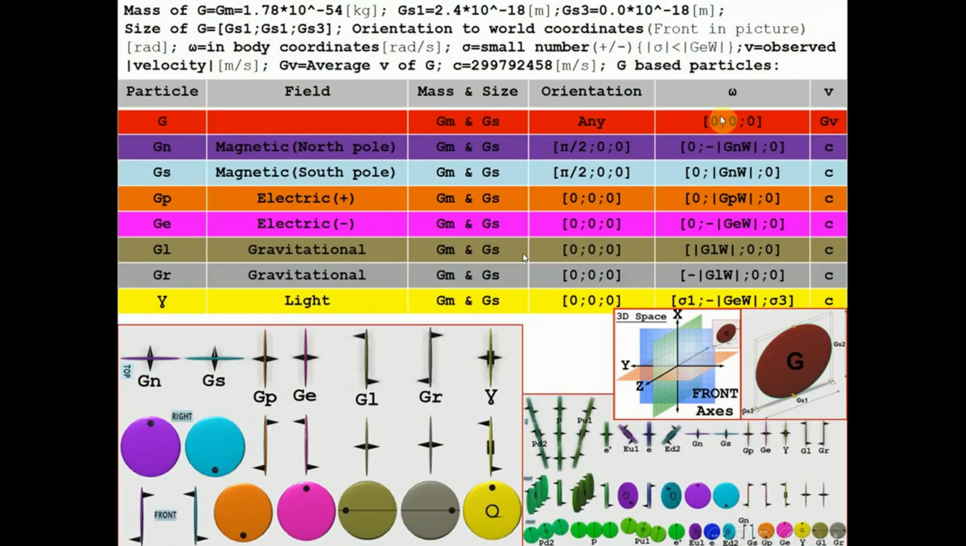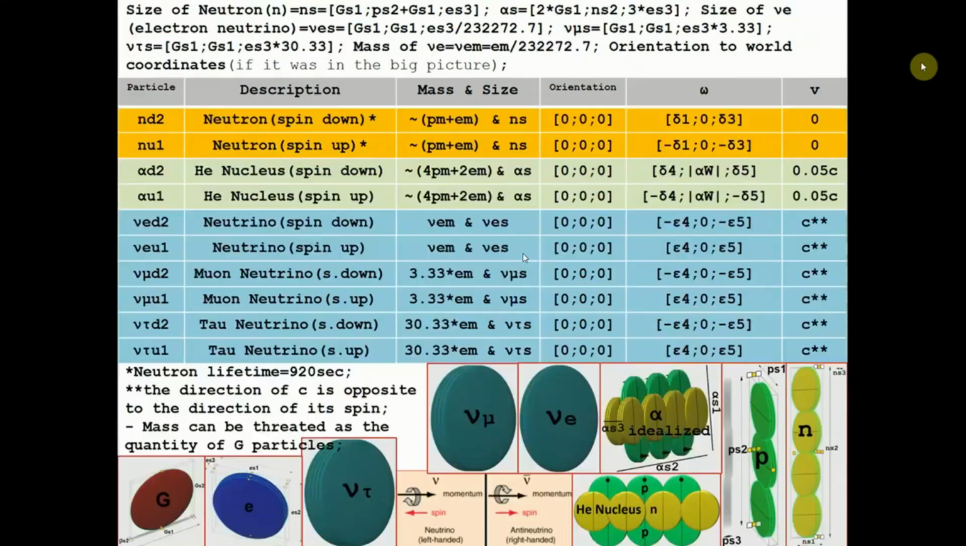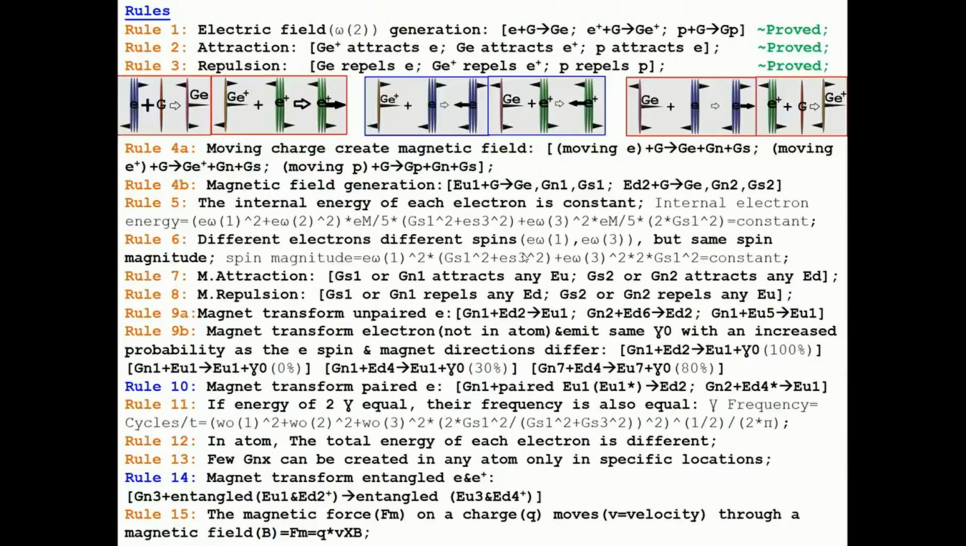This is a summary of the particle structure. This is a summary of G-based particle properties. This is a summary of E-based particle properties. This is the list of the rules that this theory is based on. These are just collision rules. I proved the first three, and I hope that you will prove the rest. I color in brown the rules I've reviewed in this video. To review all the rules and all the properties of the universe, download the book Spheroid Theory of Everything from the description.